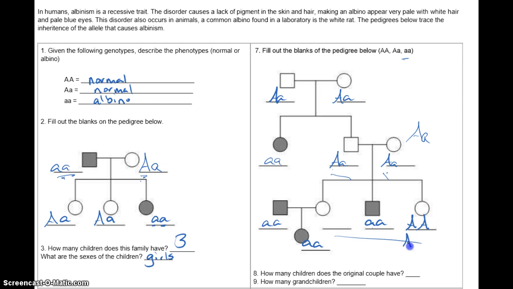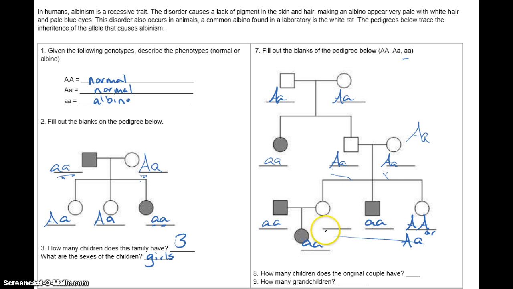Or she could have gotten one dominant A from one parent and one recessive a from the other parent. Either way, she wouldn't have albinism, and so it would be impossible for us to tell. So we actually don't know the genotype for this individual. We know she's dominant, so we know her phenotype, but we don't know if she's homozygous dominant or heterozygous.